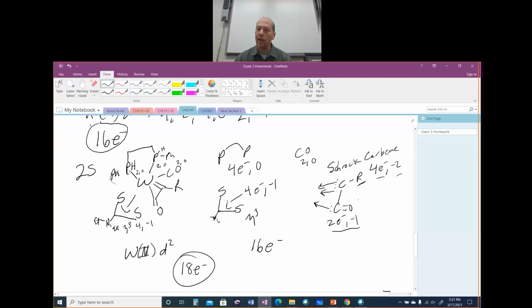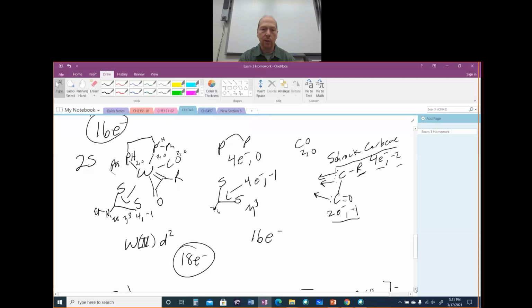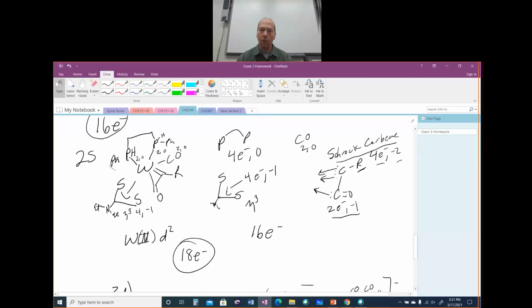And since this does not have resonance, this is just a methyl or an ethyl or whatever R group you want to pick there, then we have a Schrock carbene. So a Schrock carbene is a 4 electron minus 2. All right, and when you add all of the ligand electrons up, your diphos, you've got your 4, 0, you got your eta 3, 4, 0, you got your CO, 2, 0, and then you have your 6 minus 3. And so that is going to add up to 16.